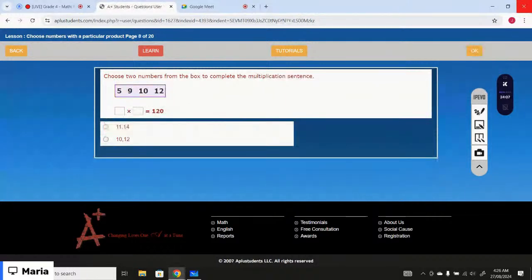Choose two numbers from the box to complete the multiplication sentence. Which two numbers have the product 120?